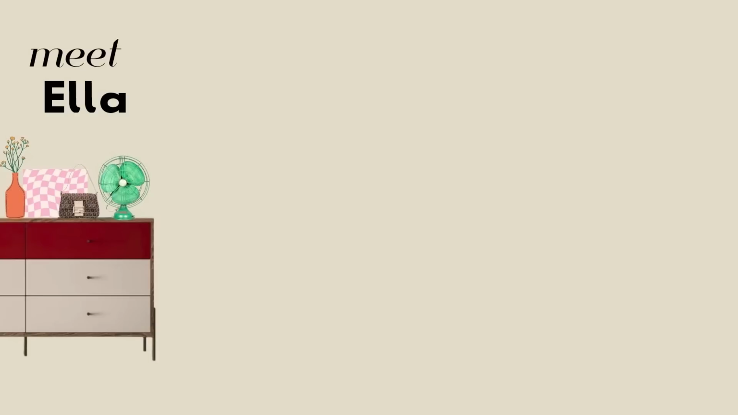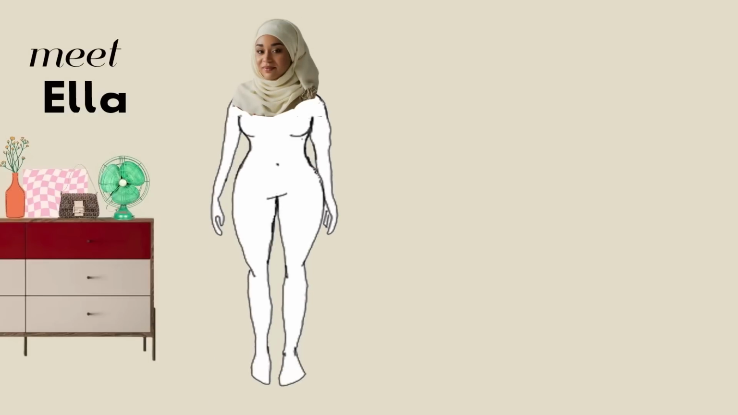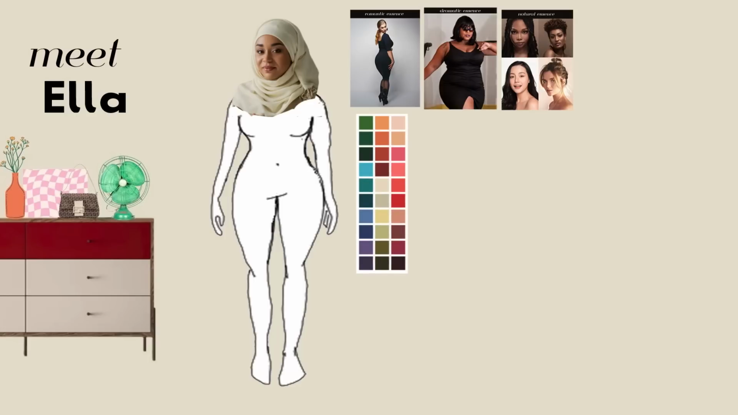Meet Ella. She's a Kibbe romantic but values modesty and wears a hijab, so no low necklines or revealing limbs. She says she's bordering into the plus size range. She's a warm autumn with romantic, dramatic, and natural essences.